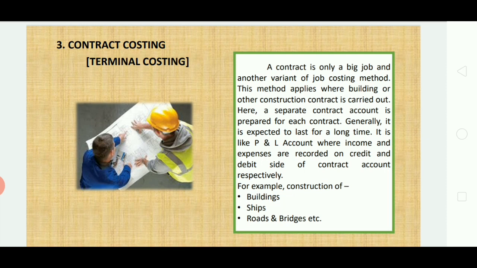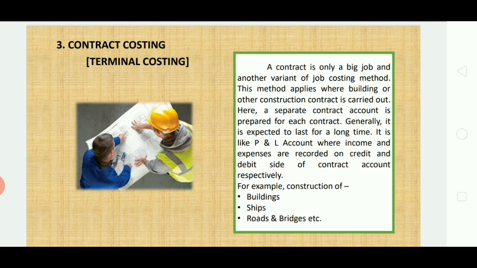Here, a separate contract account is prepared for each contract. But obviously, a separate contract account is opened for each type of contract. હરેક કોન્ટ્રાક્ટ માટે તમે અલગ અકાઉન્ટ છે પ્રિપેર કરો છો.